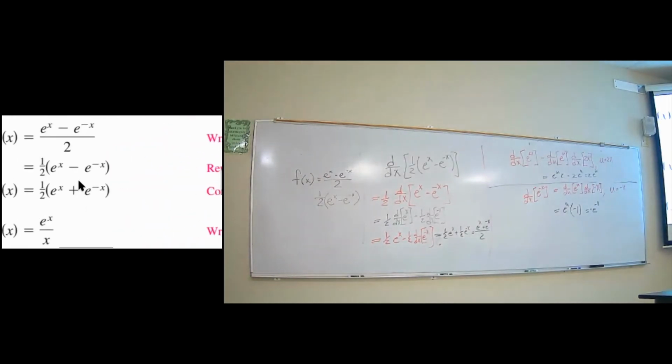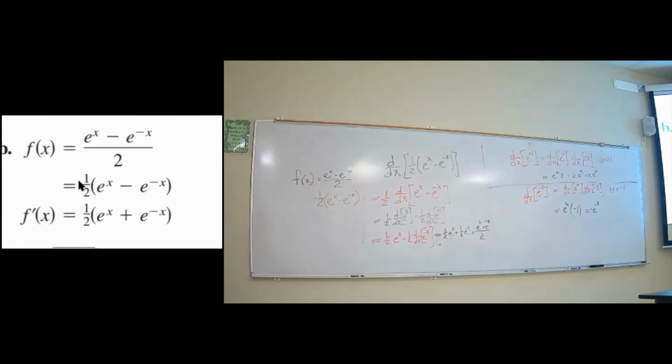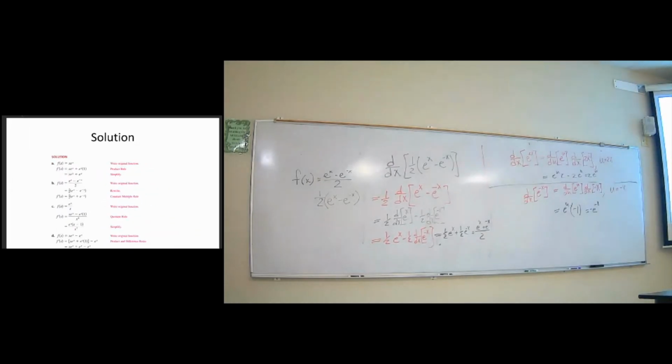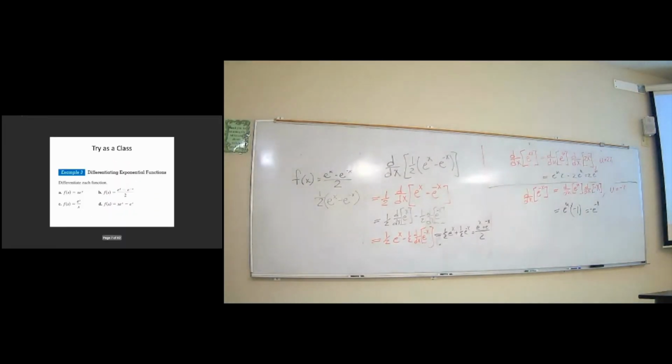So I'm just going to zoom in really quick and show B. So notice they factored out the 1/2, just the same. They differentiated. They didn't quite explain how they differentiated, but it's the same idea, right? Having said that, let's go back to the other problems.